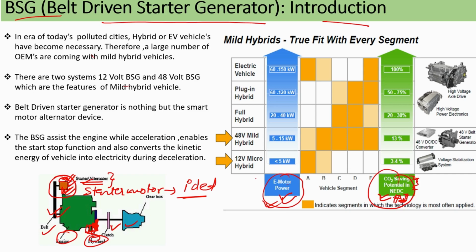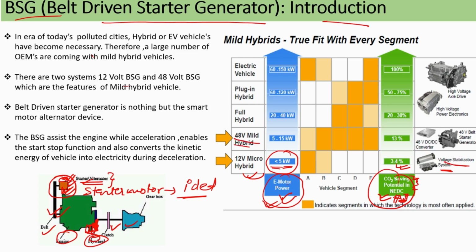Okay, so when we say 12 volt micro hybrid, when your e-motor power is providing less than 5 kilowatt, then we say it is a micro hybrid, and it gives a saving of around 3 to 4% of CO2. And here the system is voltage stabilization.